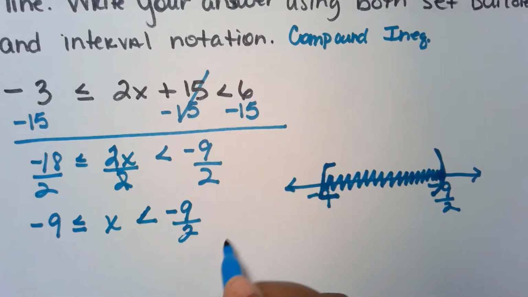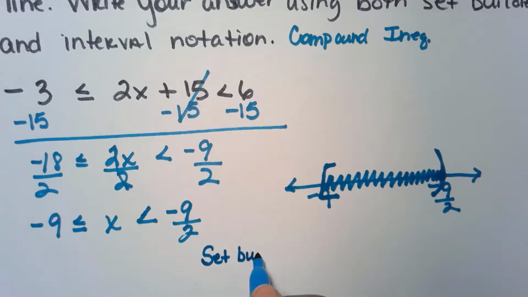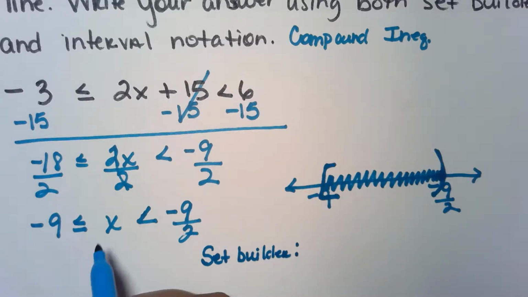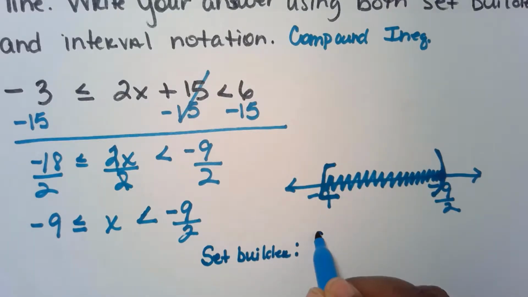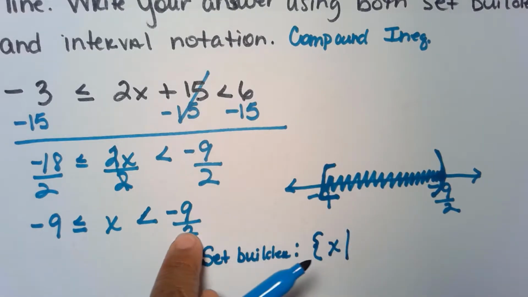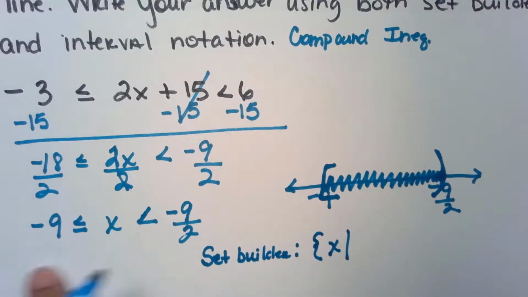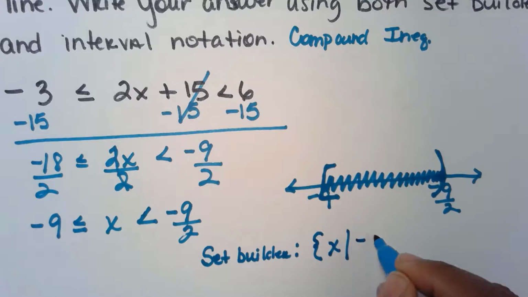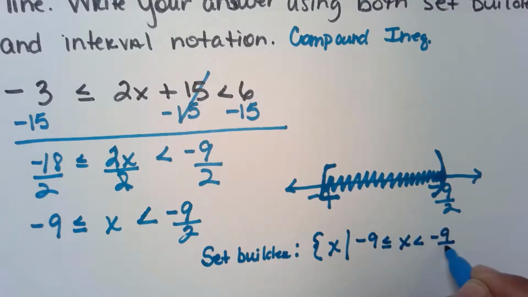Now, when we write our answer in set builder notation, you're rewriting the same answer, but you're really highlighting the variable here. So you're going to say open brace, for all x's such that, and then rewrite the same answer. So we have negative 9 is less than or equal to x is less than negative 9 over 2, and close it with the brace.